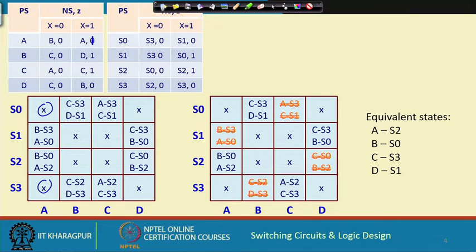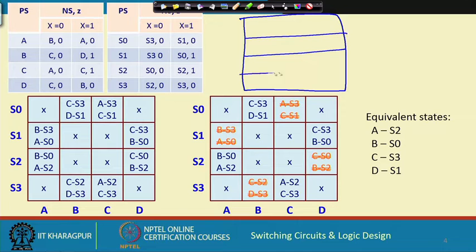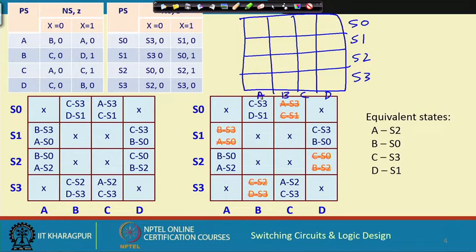Let me take this original table, forget this table, and work out this chart separately here. On this side we have A, B, C, D, on this side we have S0, S1, S2, S3. Let us see from this table between A and S0, 00 and 00. So, we can put B S3, A S1. I am only writing 3, not writing S: B S3 and A S1.